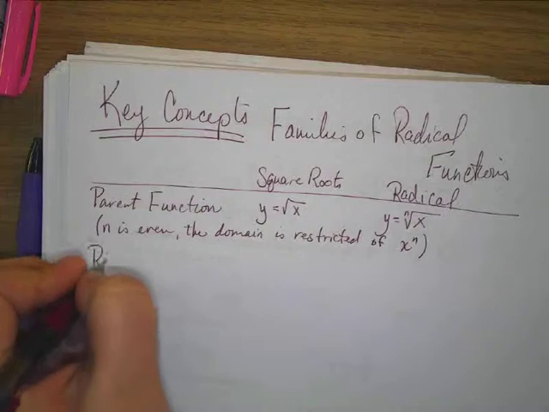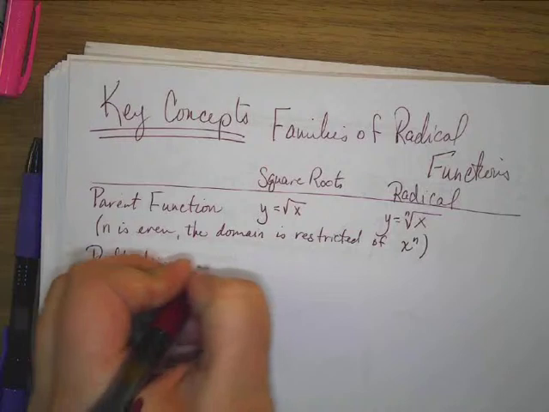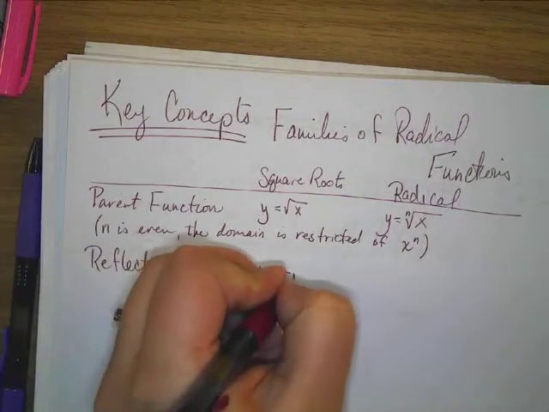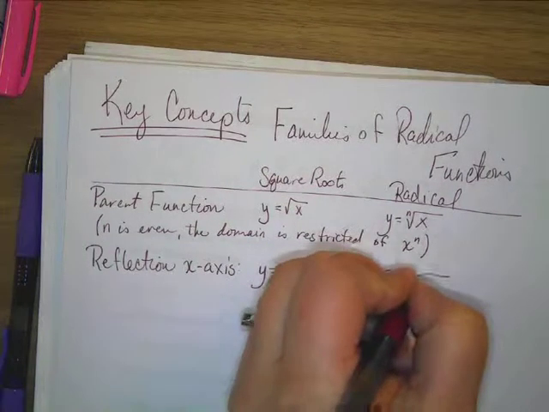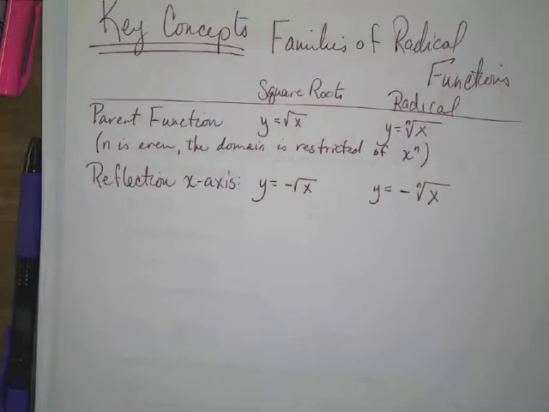The first one is reflection in the x-axis. To do that, we slam a negative in the front. The negative in the front is a reflection across the x-axis. It has nothing to do with the number that might be behind it. The negative is a reflection across the x-axis. Then you deal with the number itself.